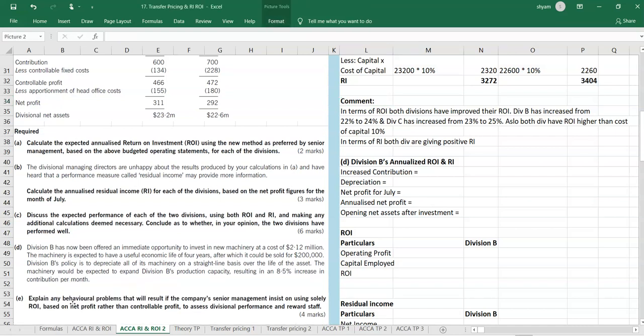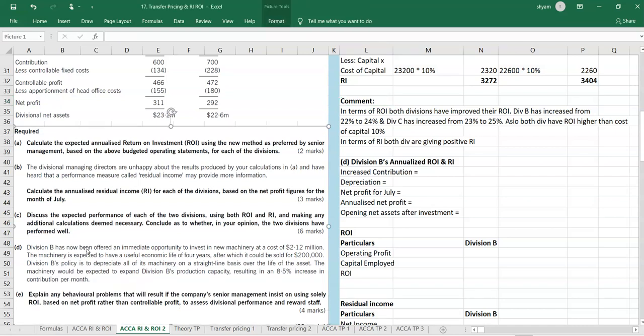So division B has now been offered an immediate opportunity to invest in new machinery at a cost of 2.12 million. The machinery is expected to have a useful life of 4 years, after which it could be sold for 2 lakhs, or 200,000. Division B's policy is to depreciate all of its machinery on a straight line basis over the life of the asset. The machinery would be expected to expand production capacity, resulting in an 8.5% increase in contribution per month.